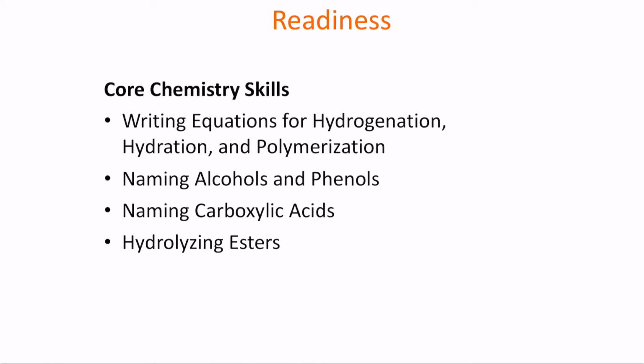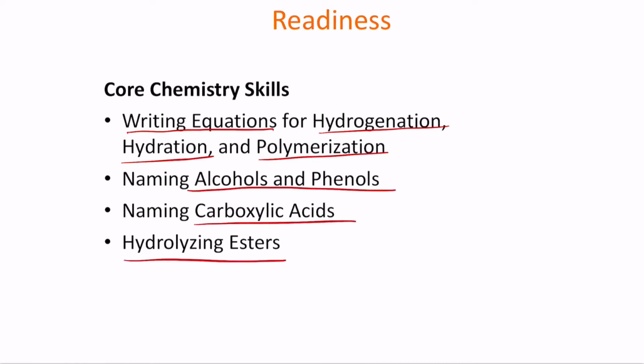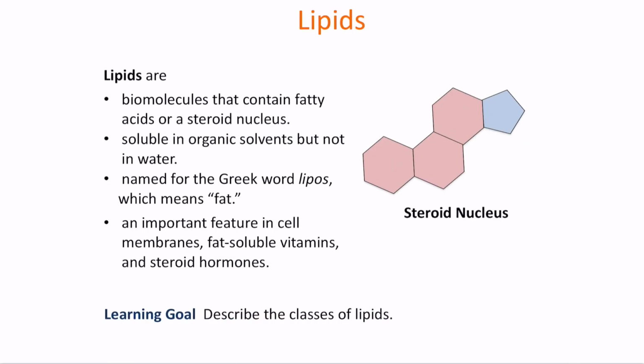So let's start with the skills that you require for this chapter. You will need to understand how to write equations for hydrogenation, where you add hydrogen, hydration, adding water, and polymerization, where we talk about adding multiple bonds. The next skills are how to name alcohols and phenols, naming carboxylic acids, and finally hydrolyzing esters. So let's start with lipids.